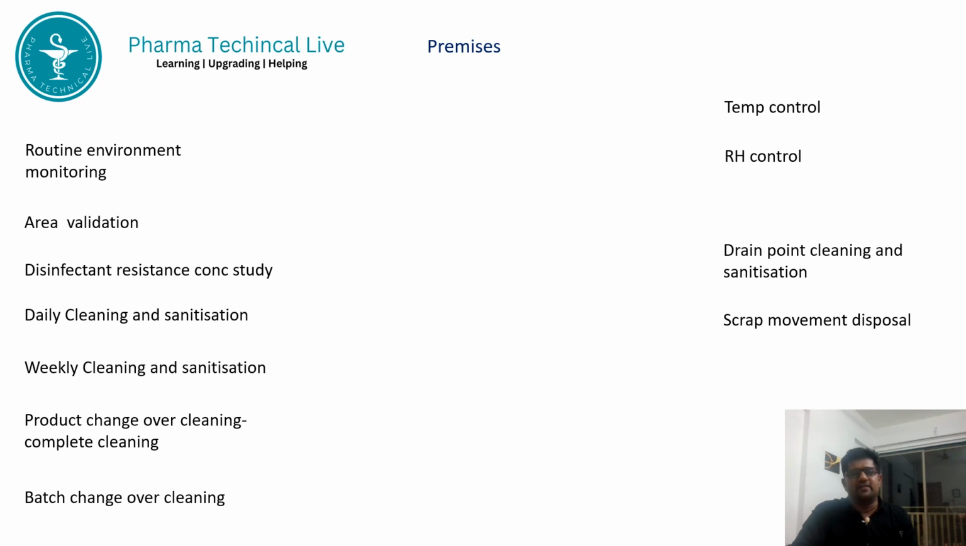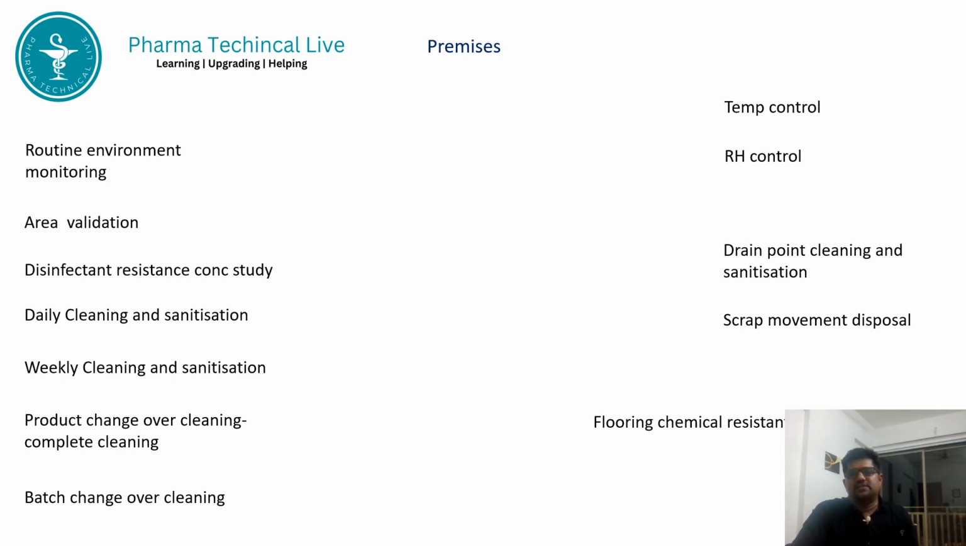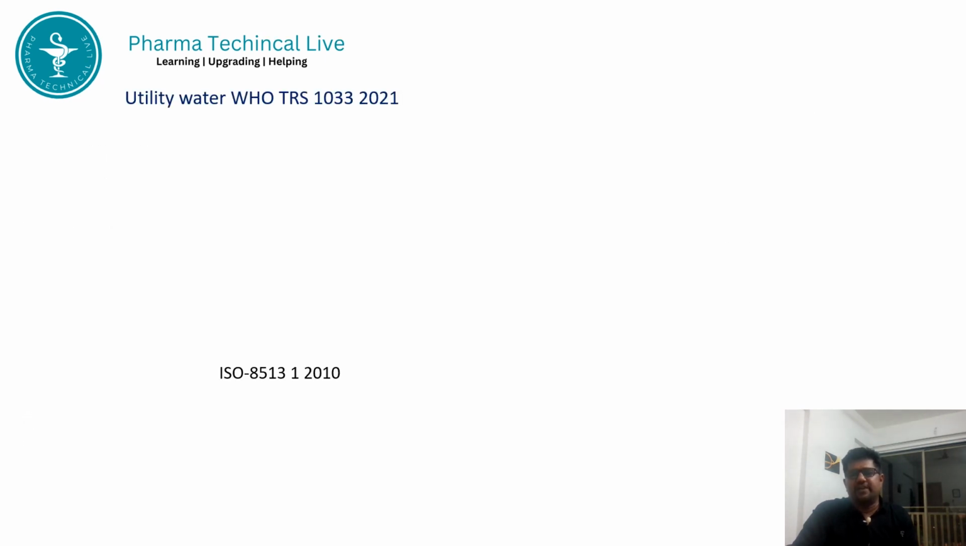Then scrap movement. What is the scrap generated in the processing room? It has to be labeled correctly and disposed properly, otherwise it will also be a source of contamination. Then floor cleaning, chemical resistance. So the floor we have to maintain in neat and tidy condition. Open breakages should not be there. So these are some facility premises related points and its remedial actions to avoid the contamination and cross contamination.